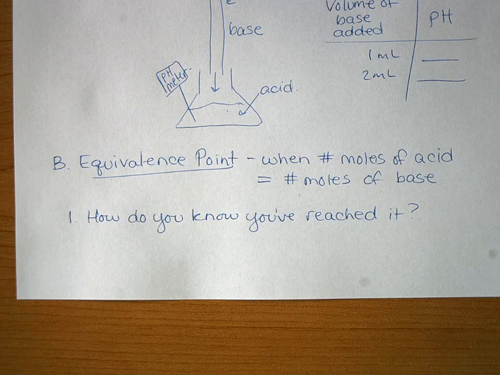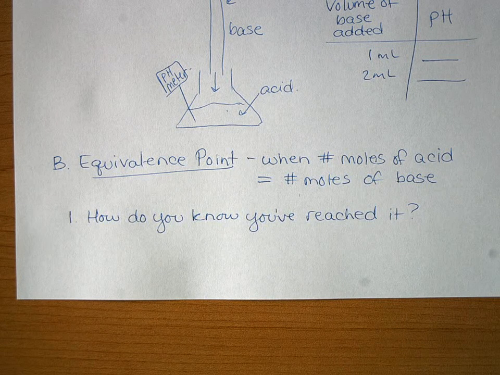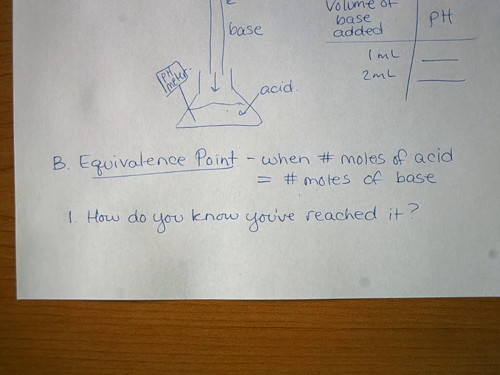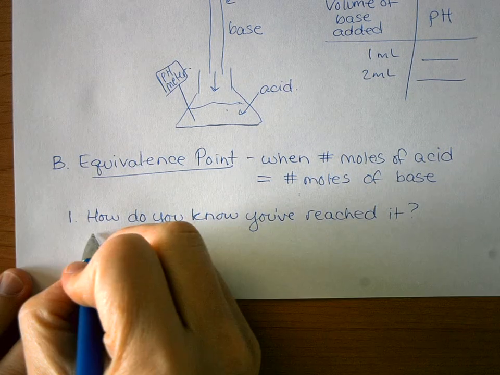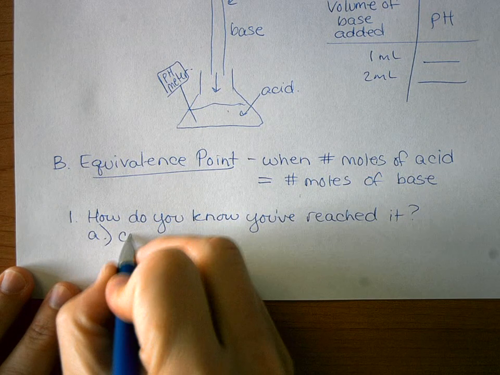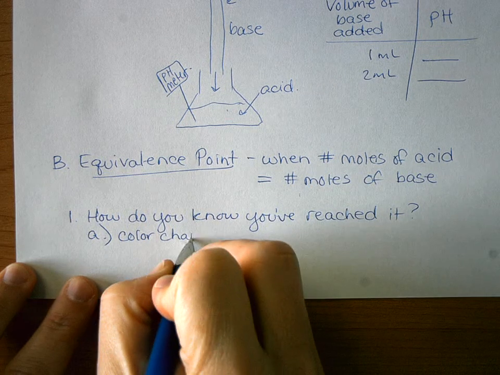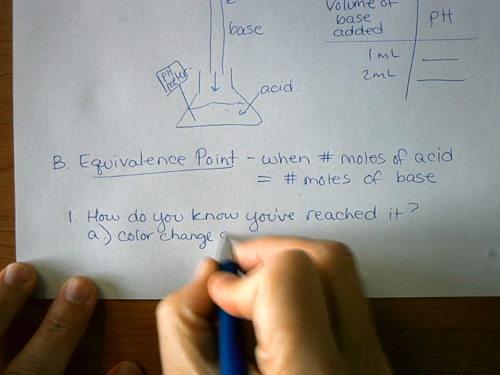In doing a titration lab or in looking at titration data, how do you know when the equivalence point has been reached? Well, there's a couple different ways. First way would be a color change of an indicator.